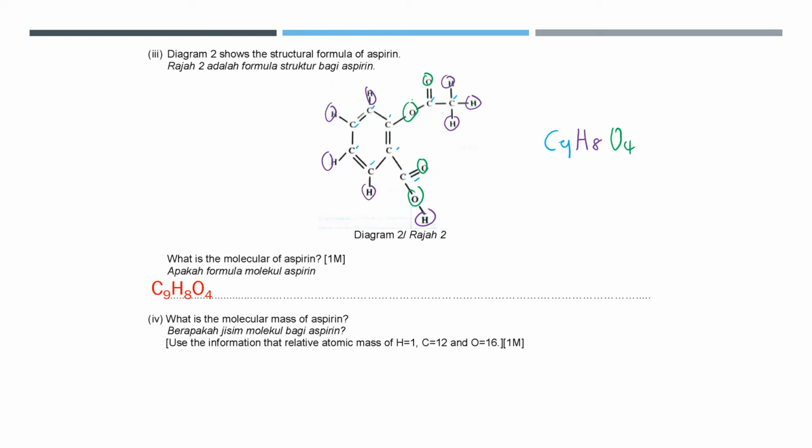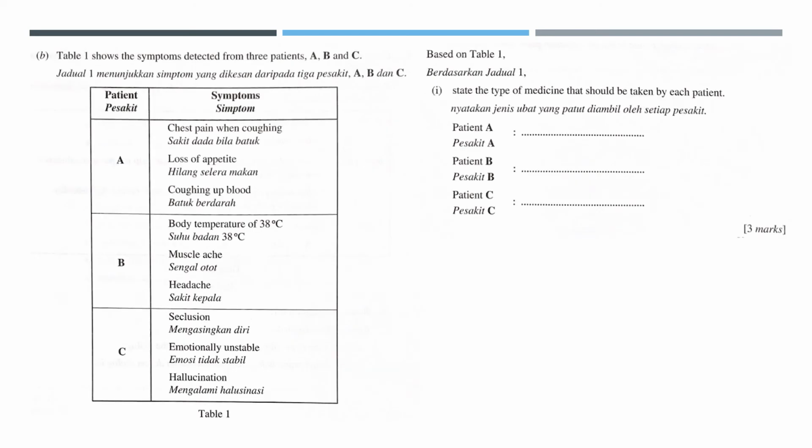Question C4. What is the molecular mass of aspirin? By using the molecular formula stated in answer C3, we can calculate the relative molecular mass of aspirin. So it's equal to 180.